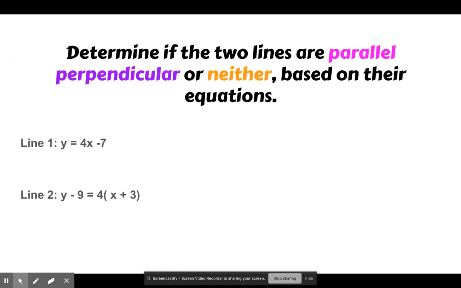All right, so here we have two lines, line 1 and line 2. What I want you to do is look at line 1, line 2, determine what type of equation it is, and then based on that, what is the slope? So pause the video and do that now.